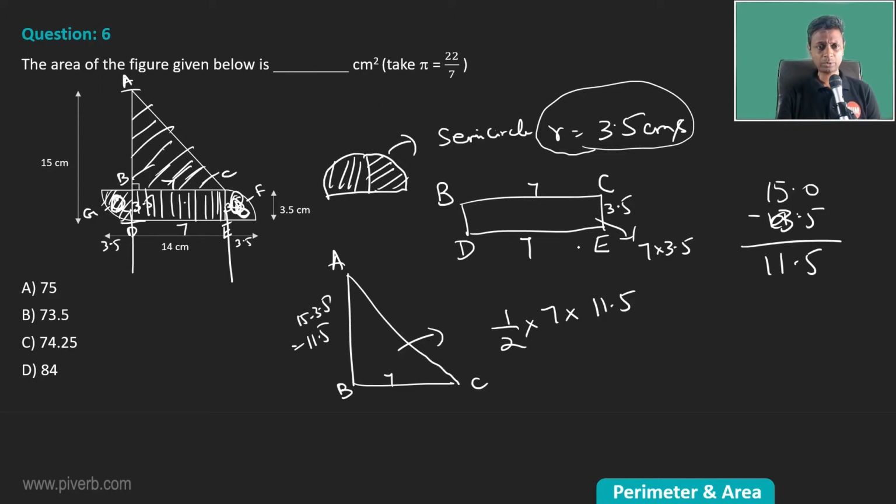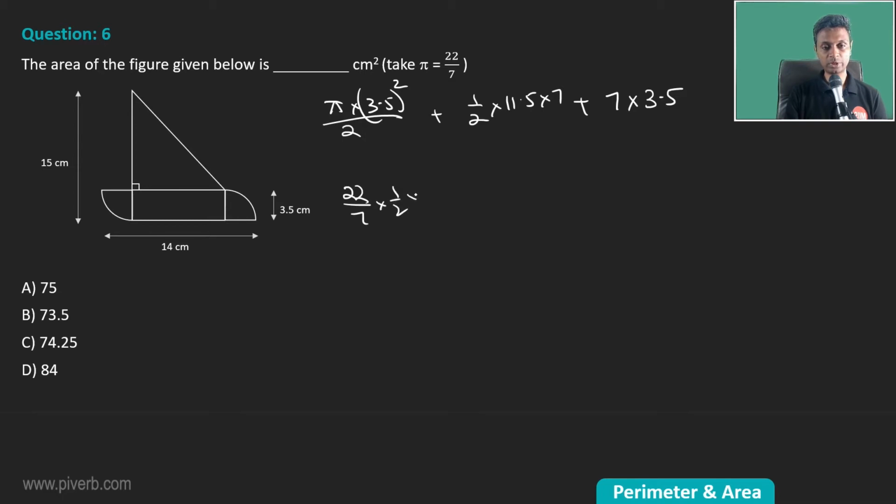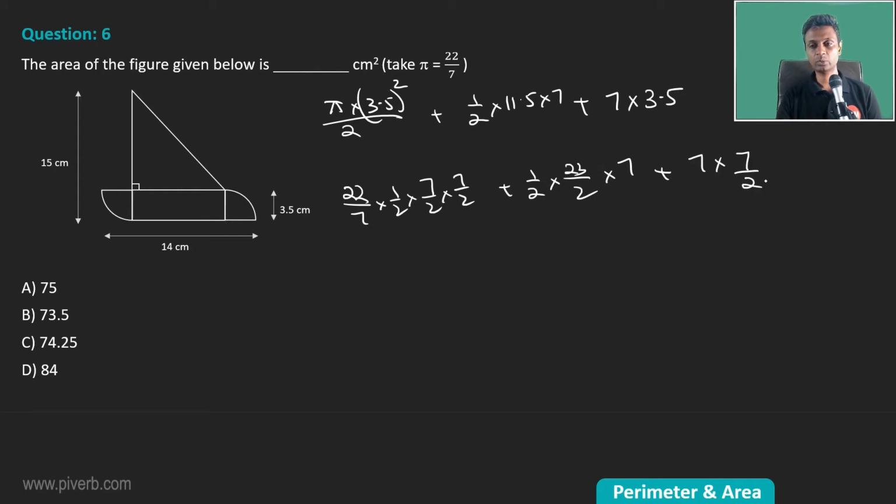Let's add these three up. We'll get the area of the overall region. So semicircle, which is pi into 3.5 square by 2 plus half into 11.5 into 7 plus 7 into 3.5, which is 22 by 7 into 1 by 2 into 7 by 2 into 7 by 2 plus 1 by 2 into 23 by 2 into 7 plus 7 into 7 by 2. I'm just writing 3.5 as 7 by 2, 11.5 as 23 by 2.